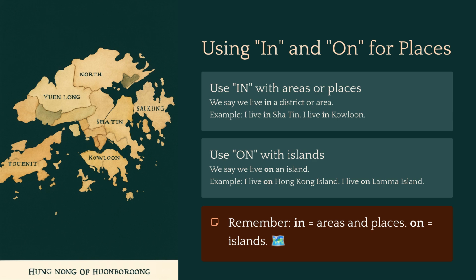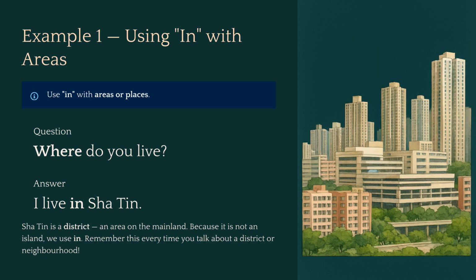Using in and on for places. Use in with areas or districts. For example, I live in Sha Tin. I live in Kowloon. Use on with islands. For example, I live on Hong Kong Island. I live on Llama Island. Remember, in is for areas. On is for islands.